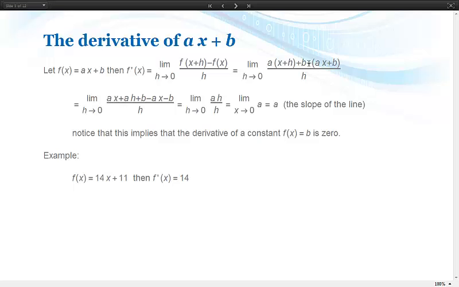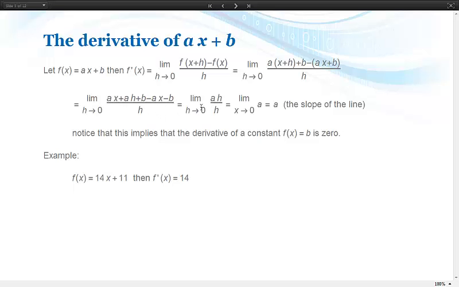And then I subtract f of x. So what is f of x? It's ax plus b. Now I do simple algebra, distribute the a and distribute the negative sign, and I get that this is exactly the same as the limit as h goes to 0 of this expression: ax plus ah plus b minus ax minus b. And you'll notice that ax minus ax is 0, so those two terms cancel, and b minus b is 0, so those two terms cancel.